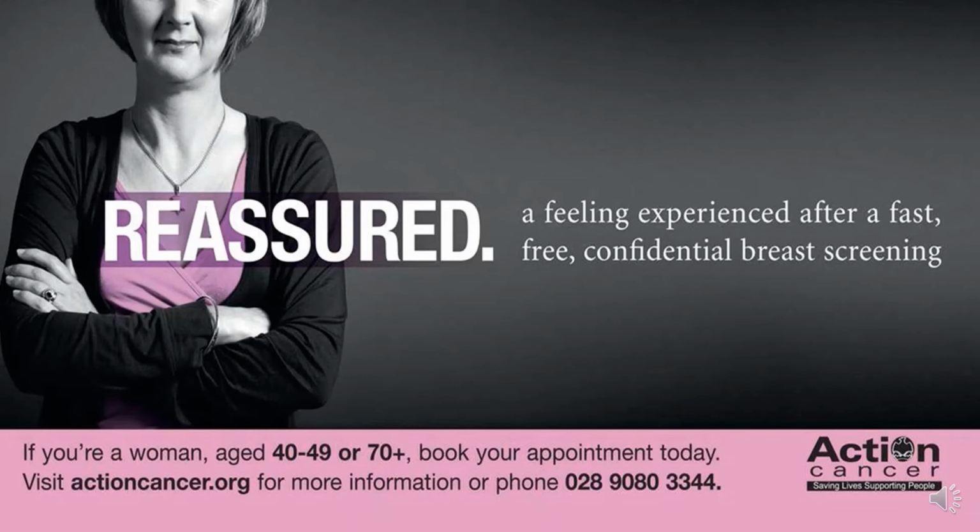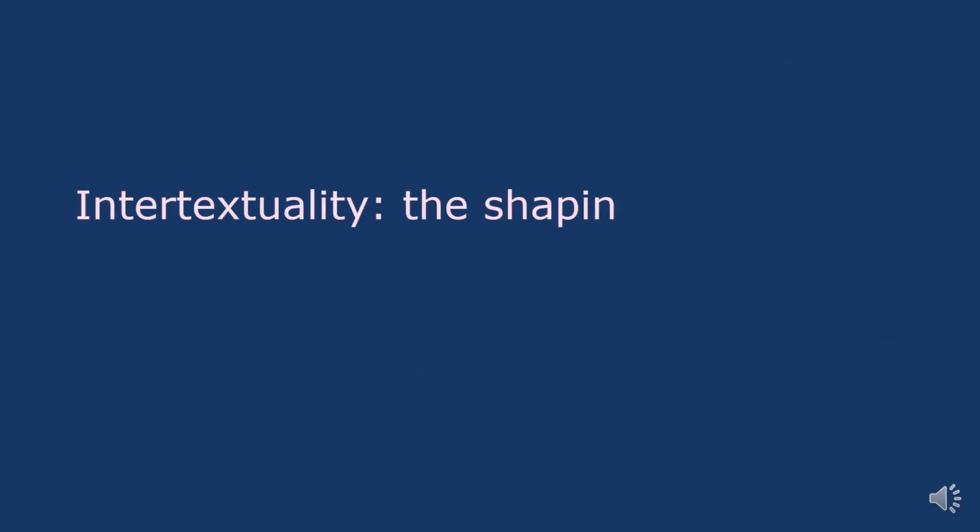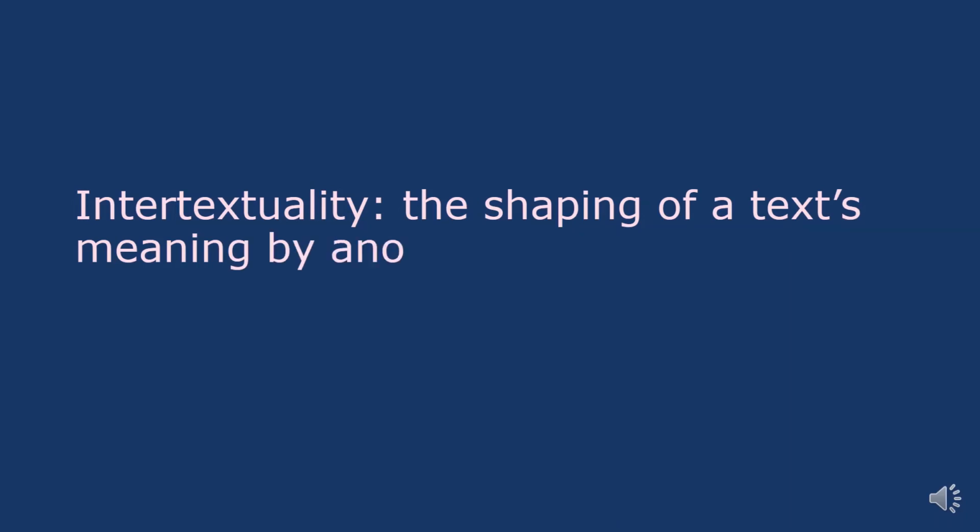The final semiotic concept we'll think about is intertextuality. This refers to the shaping of a text's meaning by another text. In other words, if you can see or hear echoes of a text you recognise in the text you're currently viewing, you're likely to associate meanings, emotions, and so on from the echoed text in the current text.